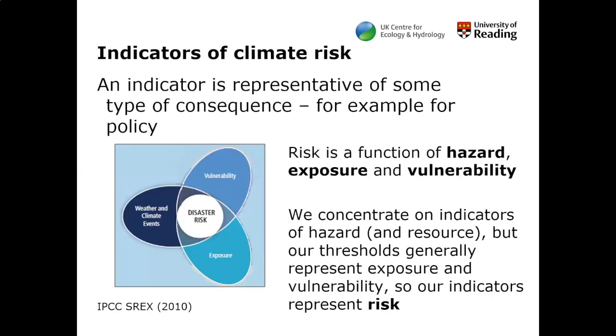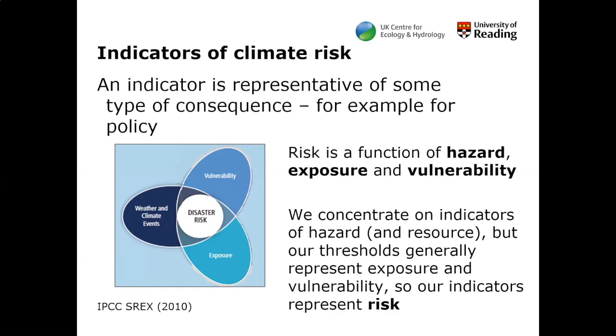So climate risk, first of all. An indicator is not a measure of impact, it's a representative of some type of consequence. So for example, in economic terms, change in GDP is an indicator of economic activity. It doesn't mean anything necessarily directly, it's not a measure of change as such, it's a measure of direction of change and change in characteristics of a system. So an indicator is a representative of some type of consequence, for example, for policy. It might be, for example, the frequency with which some policy relevant threshold is exceeded. I'll give some examples of that in a moment.